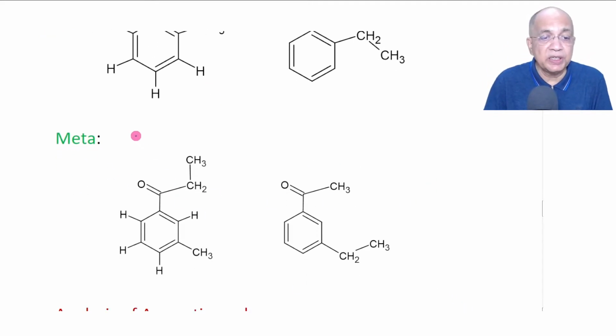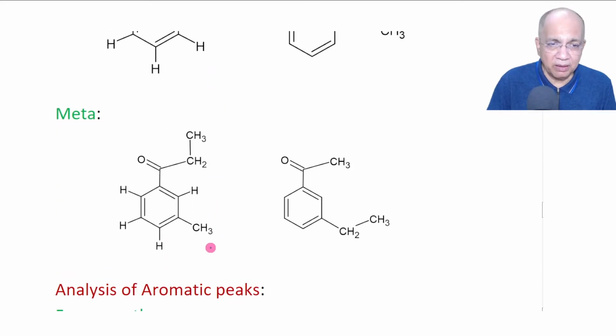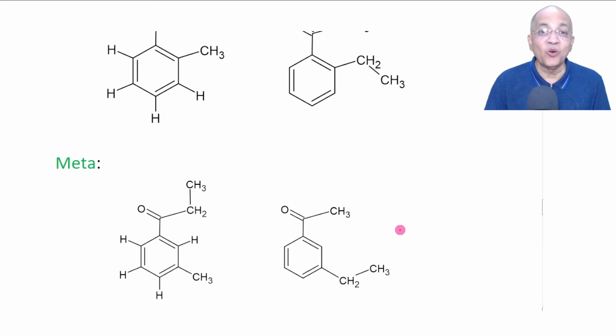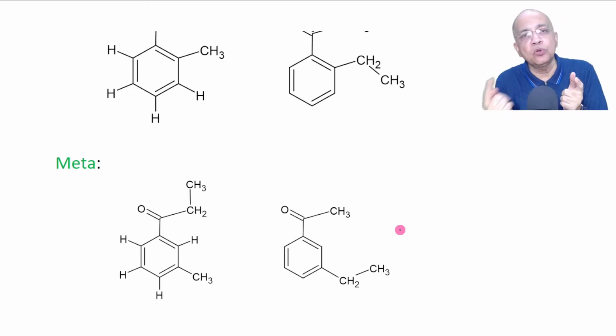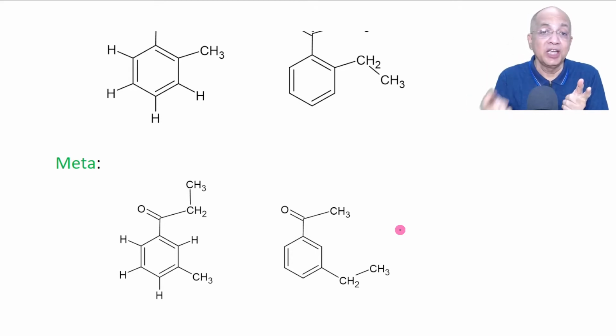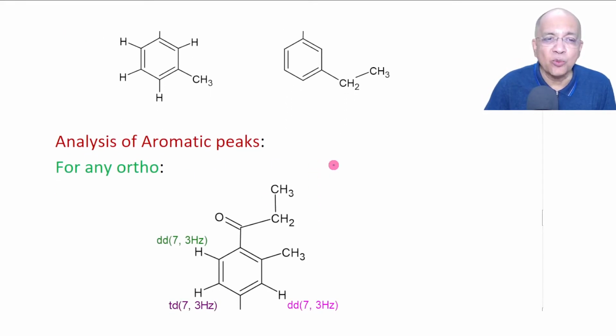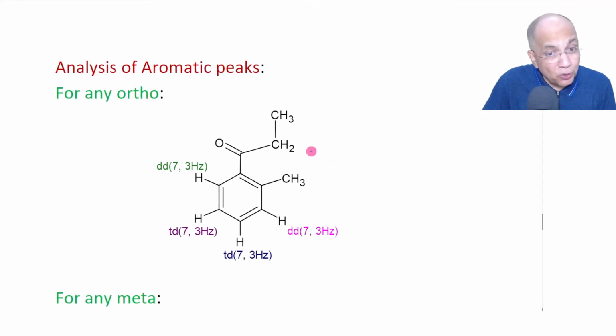The meta possibility is similar: methyl, ethyl, methyl, ethyl. Now what to do? Whether it is meta or ortho. If it is meta, then you have to select with which meta. If it is ortho, then which ortho. Now for that we have to look to aromatic peaks. Now supposing it is ortho, anyone, either ethyl here, methyl here, or ethyl here, methyl here, whatever.